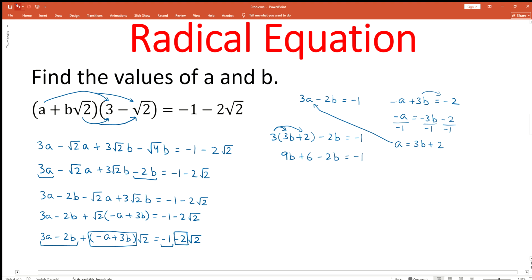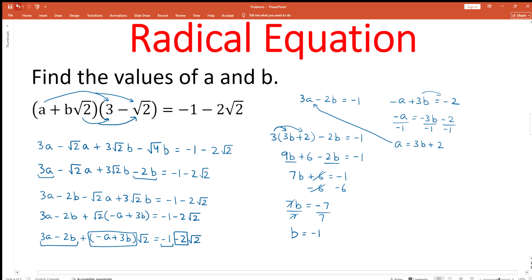We can combine like terms, 9b and negative 2b. I get 7b plus 6 equals negative 1. We should subtract 6 from both sides. I get 7b equals negative 7. Next, we can divide both sides by 7. I get b equals negative 1.